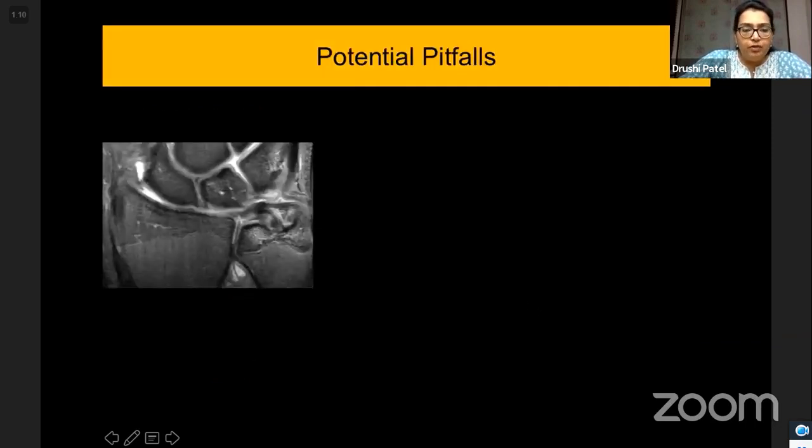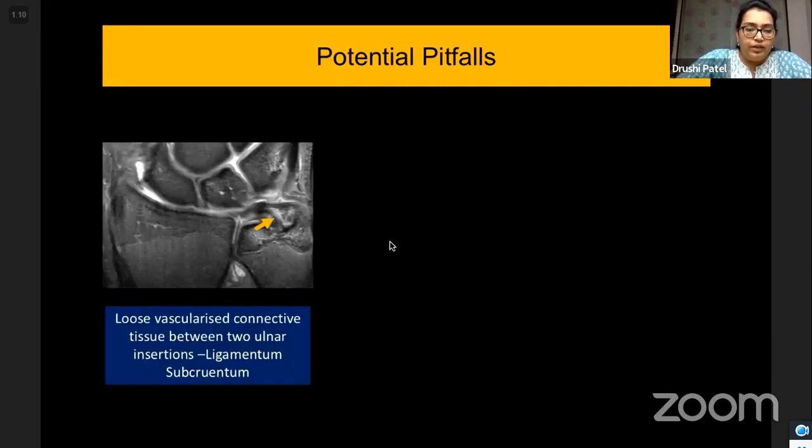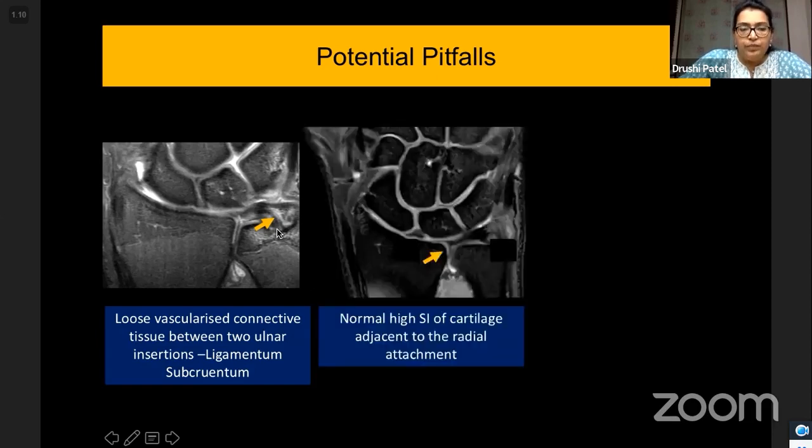Now, the common pitfalls are what we have seen before: presence of loose vascularized connective tissue between the two peripheral attachments, the ulnar styloid and the foveal attachment, which can be mistaken for a tear. Another thing is that the cartilage overlying the distal radius goes at the level of the distal radioulnar joint as well. So the black structure is the articular disc, and you should not mistake this cartilage as a tear.